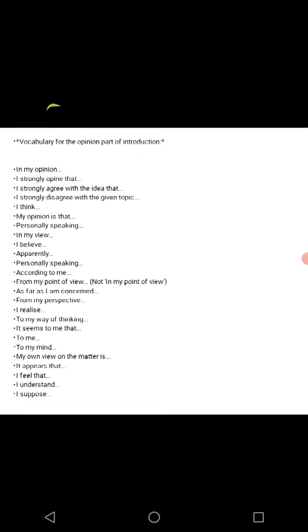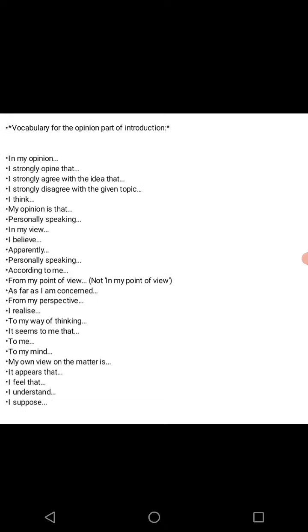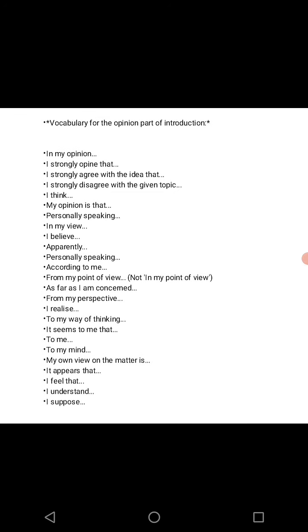Some vocabulary which is helpful for the opinion part of the introduction. In this opinion part of the introduction, we use in my opinion, I strongly opine that, I strongly agree with the idea that, I strongly disagree with the given topic.